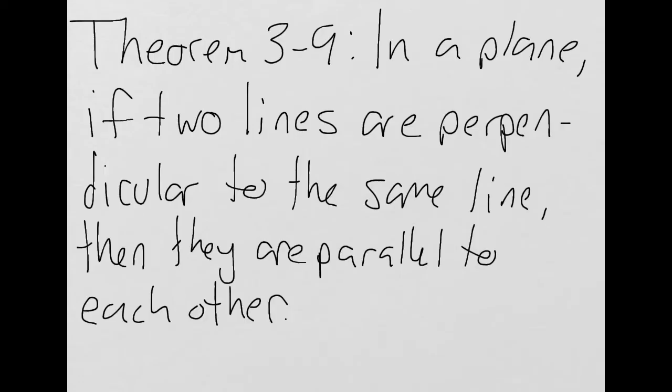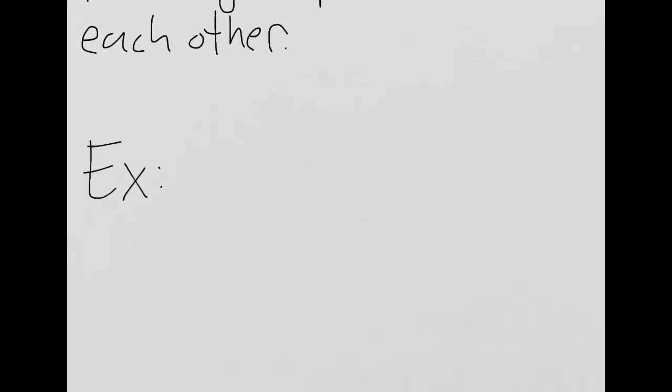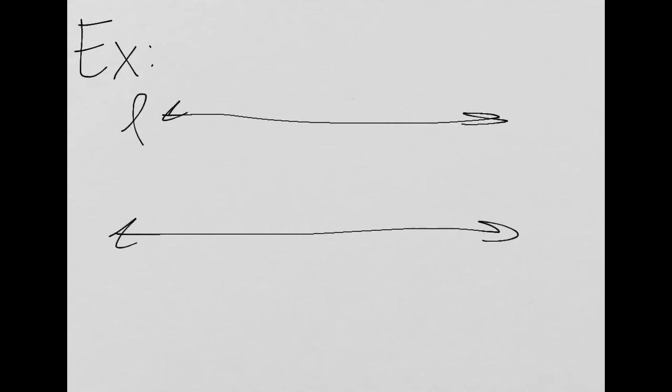Next up we have theorem 3-9, and this one's kind of similar. It says, in a plane, if two lines are perpendicular to the same line, then they are parallel to each other. So again, looking at this in a diagram, let's say that we have our lines here, L and M, and then we have N.